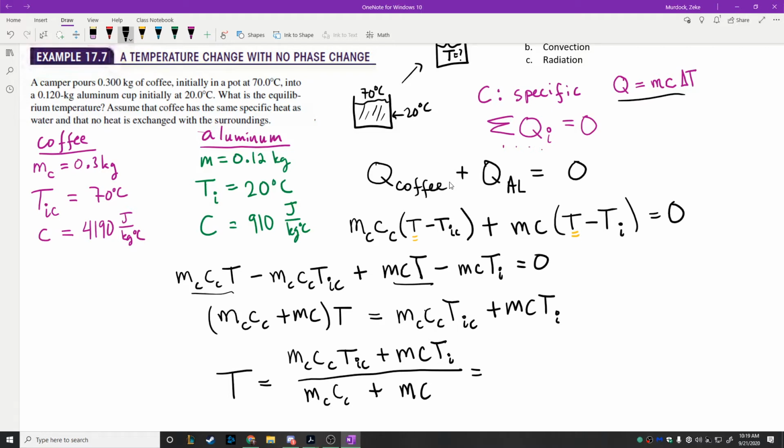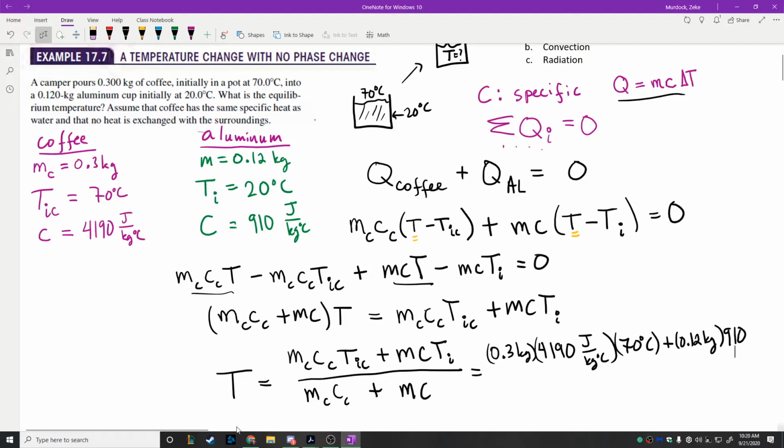Mass of the C is the coffee, right? M coffee is 0.3. Specific heat of the coffee, we're using water. Initial temperature of the coffee was 70. Okay, plus mass of the aluminum was 0.12. Probably gonna run out of room here. We can just zoom out though. Specific heat of aluminum was 910.